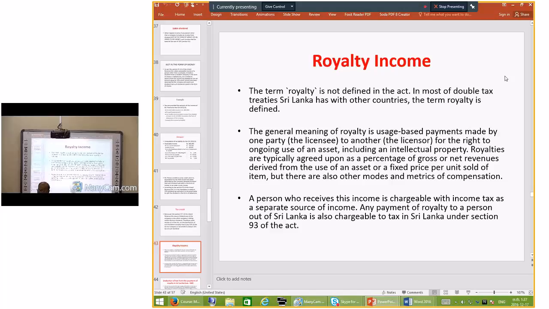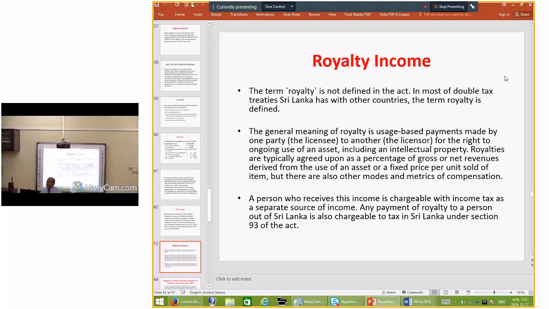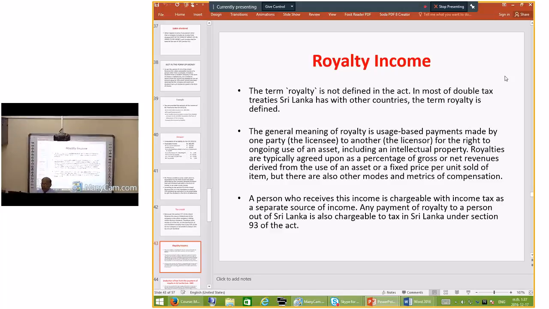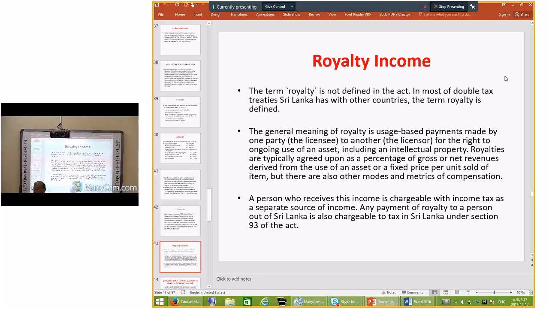The term royalty is not defined in that. In general, we know royalty is paid by someone who uses others' property or intellectual property, the trade name, trade formula or scientific formula, and pays some amount. That we call royalty. In some cases, the word royalty is not defined in the Inland Revenue Act. Some double tax avoidance agreements have defined the word royalty.